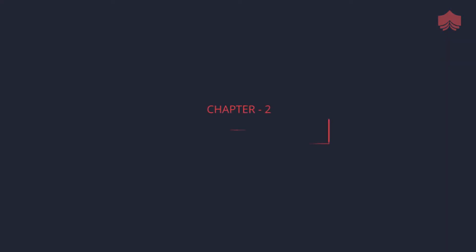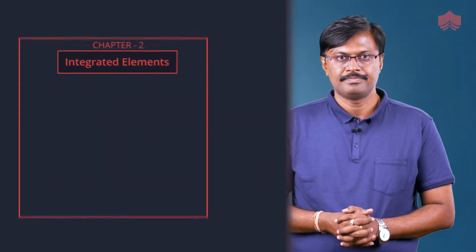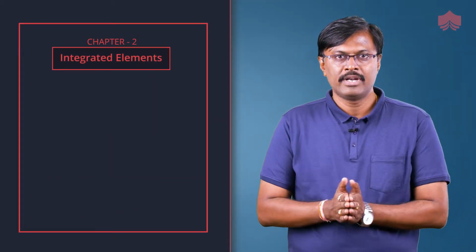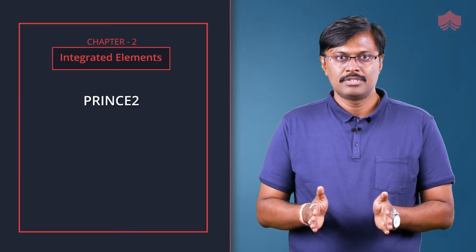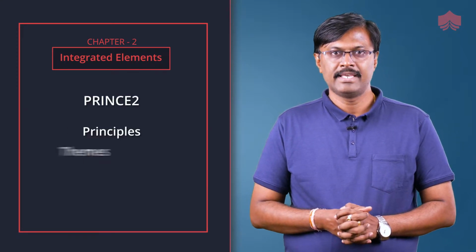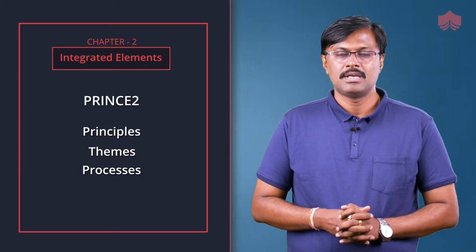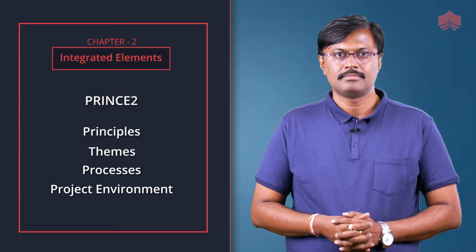Welcome back. In the previous module, we looked at Introduction to PRINCE2. In this module, we are going to look at 4 integrated elements as recommended in PRINCE2. So, PRINCE2's 4 integrated elements are PRINCE2 Principles, PRINCE2 Themes, Processes and Project Environment.